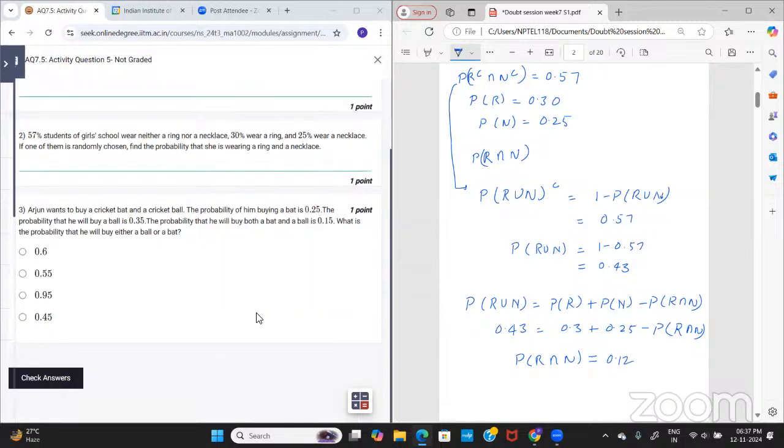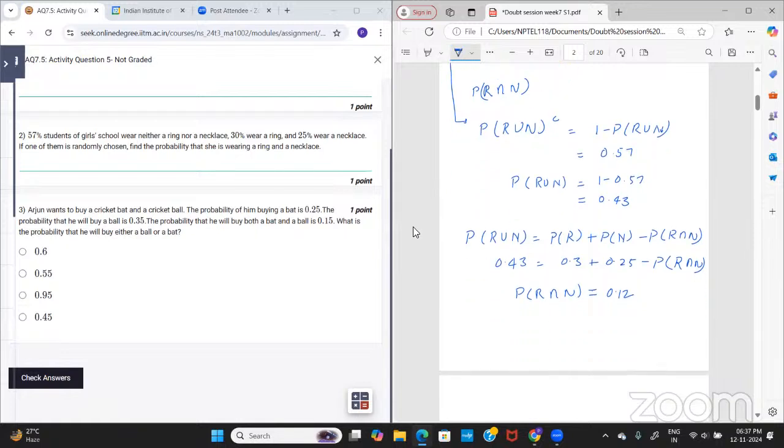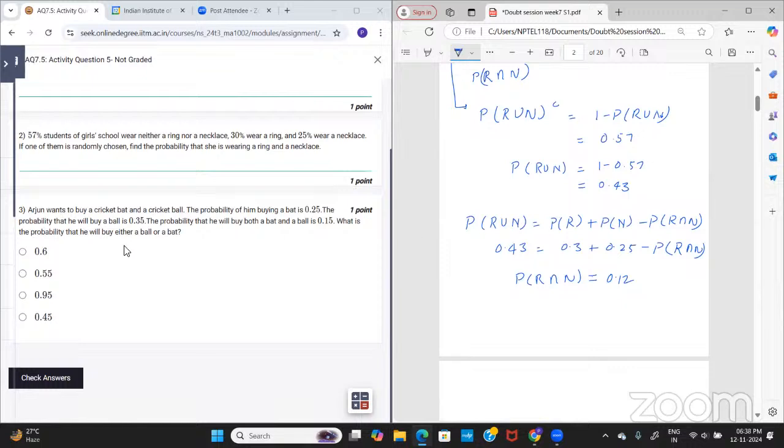The next question. Arjun wants to buy a cricket bat and a cricket ball. The probability of him buying a bat is 0.25. The probability that he will buy a ball is 0.35. The probability that he will buy both a bat and a ball is 0.15. Then what is the probability that he will buy either a ball or a bat? Tell me what this statement represents: either a ball or a bat. It will be union.